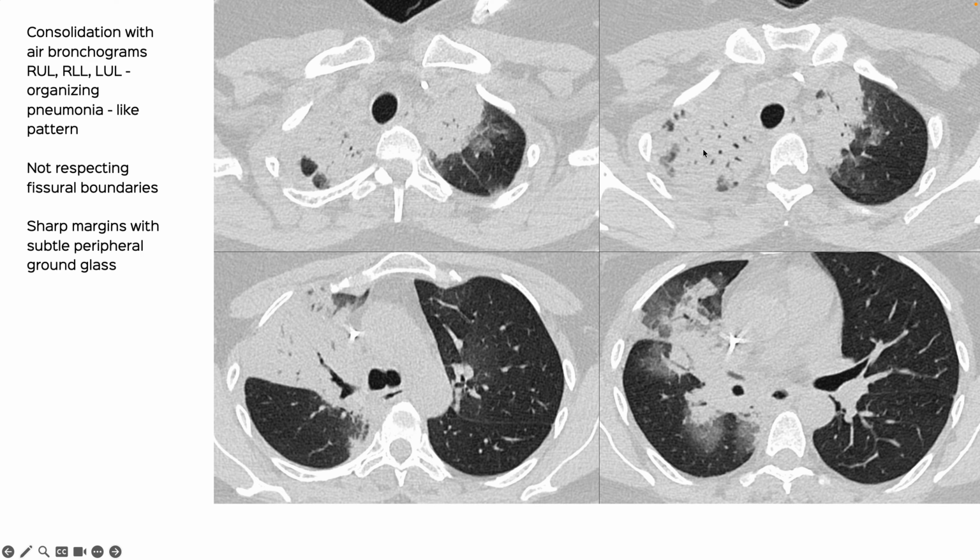And we can see here consolidation, air bronchograms, normal proximal bronchi, right upper lobe, superior segment lower lobe, right middle lobe, and the left upper lobe. So, multifocal, bilateral, asymmetric, not respecting fissural boundaries, but you see sharp margins and a little bit of peripheral ground glass.